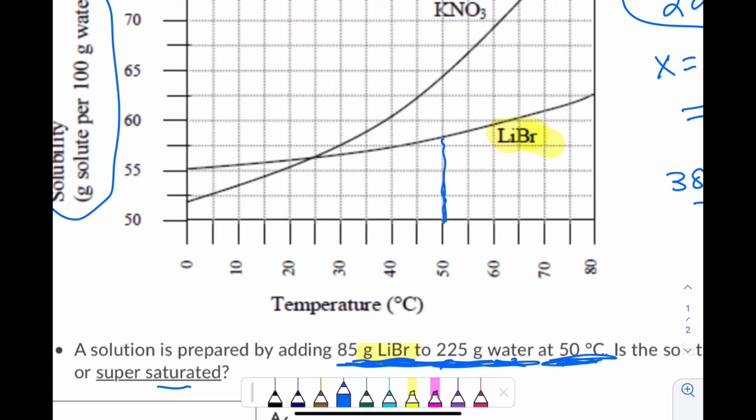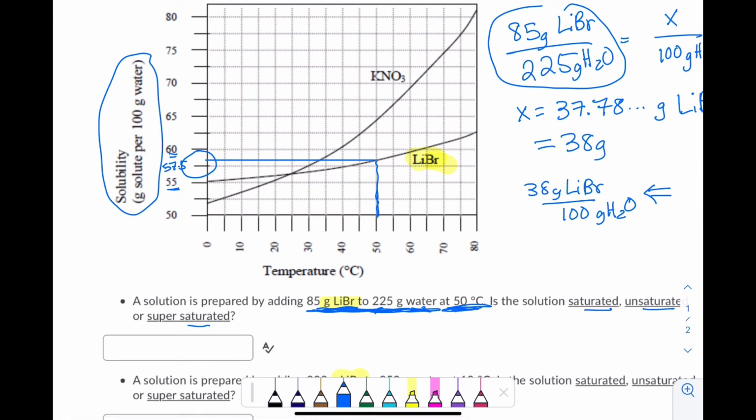That's not a very straight line, is it? Here we go. Let me make it a little straighter. All right. And it looks like, again, this is 55, that's 60, this is 57.5. It looks like maybe 58 or so grams would dissolve in 100 grams of water. So the question is, what if I'm only trying to dissolve 38 grams? Well, that's not enough to saturate it. I am looking at an unsaturated solution. So I can determine whether 85 grams in 225 grams of water would be saturated, unsaturated, or supersaturated by comparing it to what it correlates to in 100 grams of water, just by setting up a ratio.